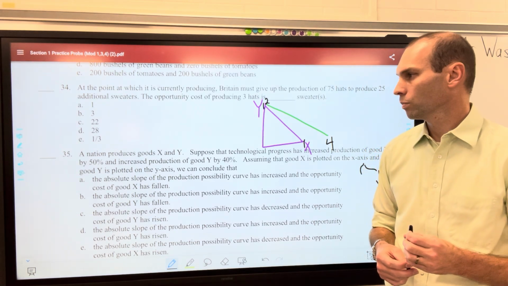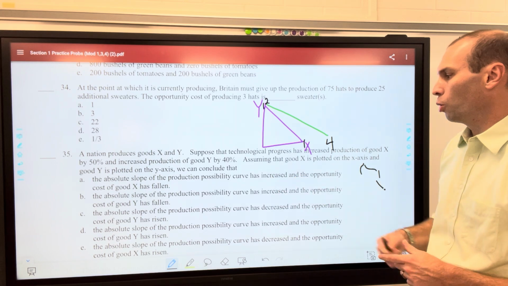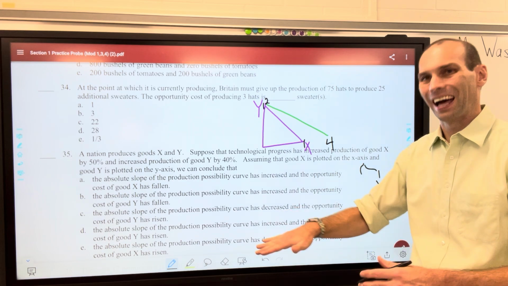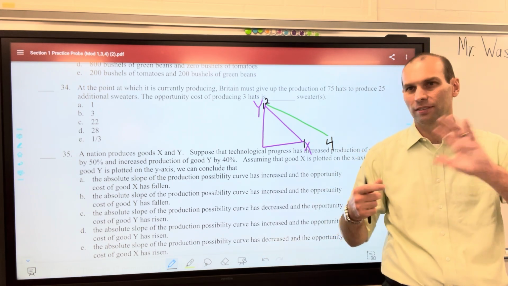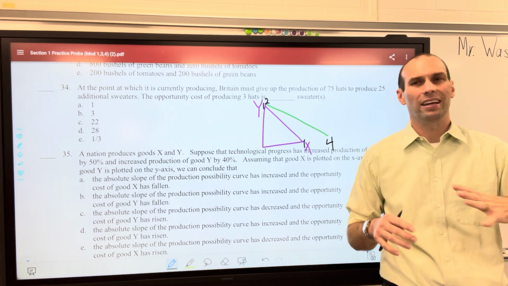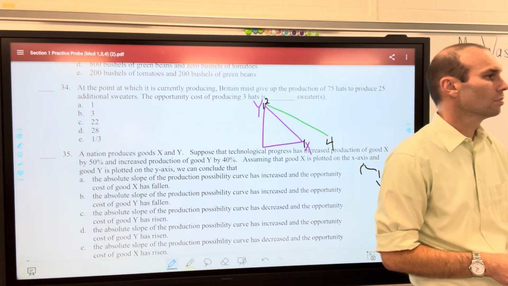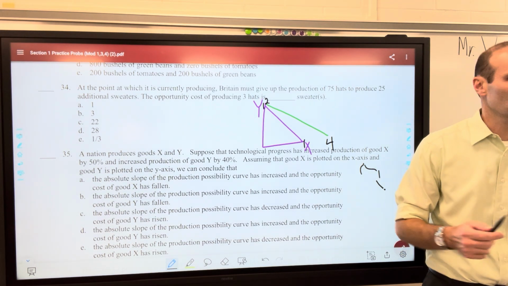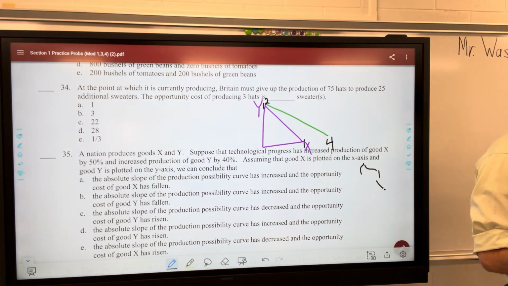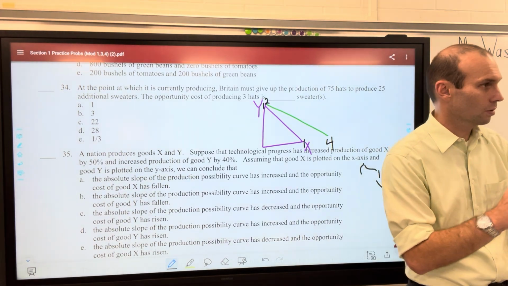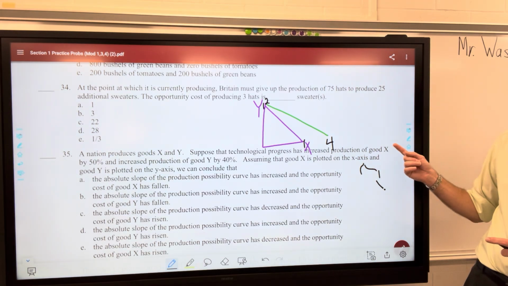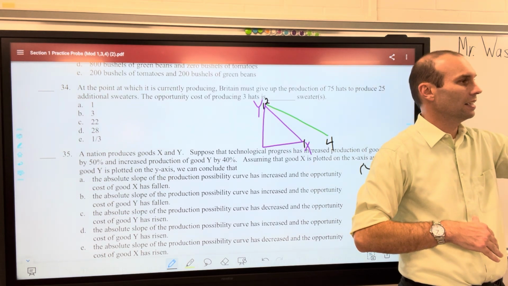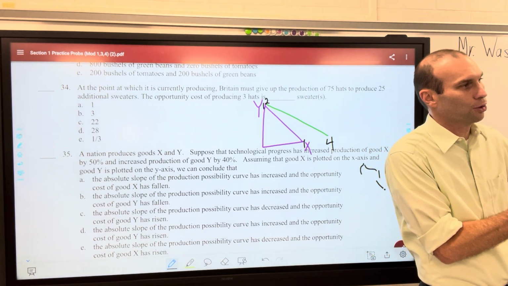Why is A not right? It says the absolute slope has increased. That would be steeper, and truth be told, it's flatter, decreased. It's more negative, not right. So the production increasing is making it less expensive? It's not because it increases for both. It's because it's asymmetrical. We have a technology that makes X a lot easier to produce and Y a little bit. So one is getting a big boost and one's getting a smaller boost.